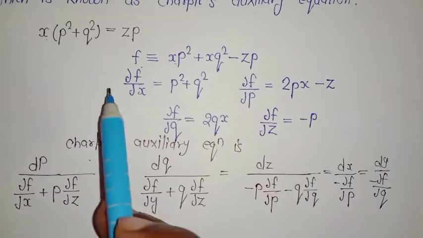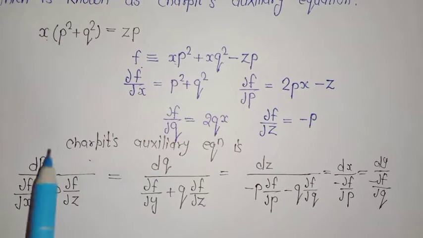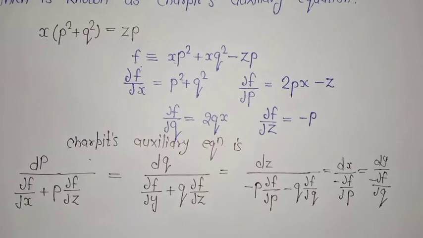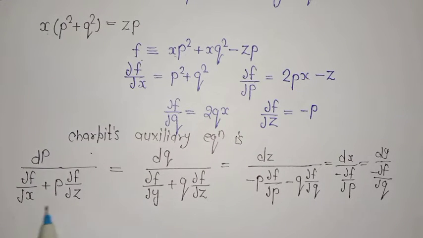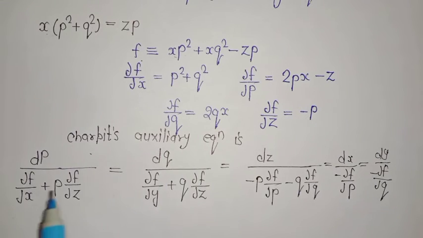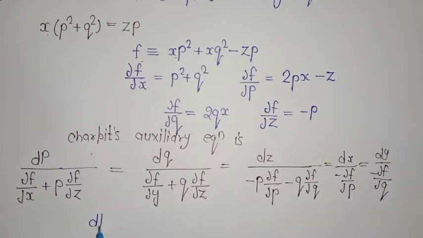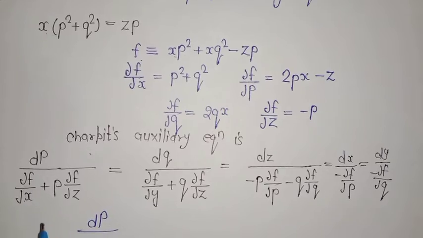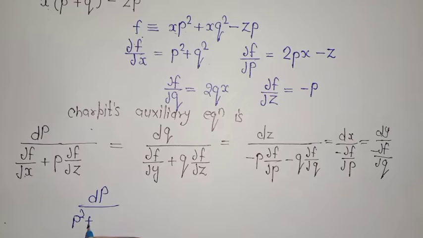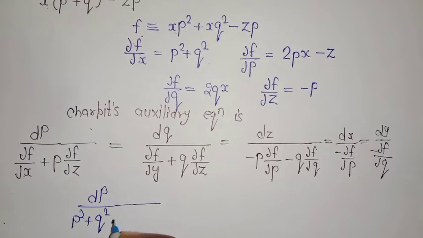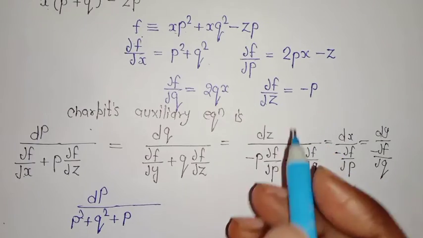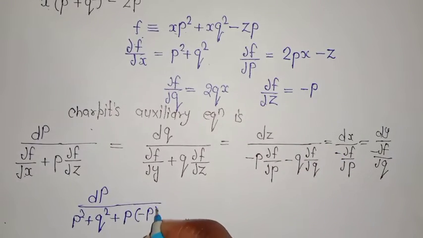Now we put the derivatives in the Charpit's auxiliary equation. I have already written the Charpit's auxiliary equation. We can solve this question by these two ratios only, so we need only these two. Firstly we put the values. So we write dp upon ∂f/∂x plus p ∂f/∂z. The value of ∂f/∂x is p square plus q square, plus p multiplied with ∂f/∂z, that is equal to minus p. So this becomes in this way.